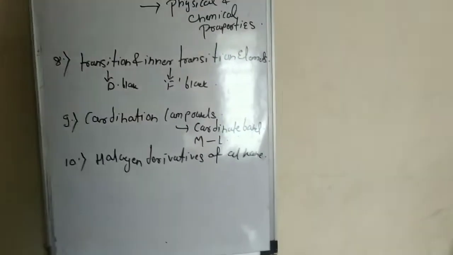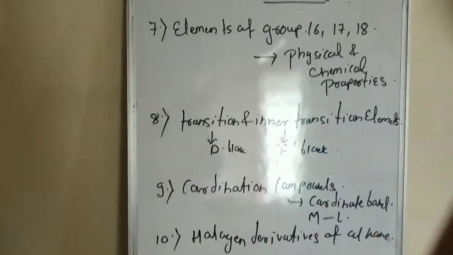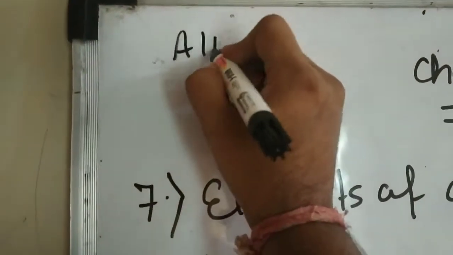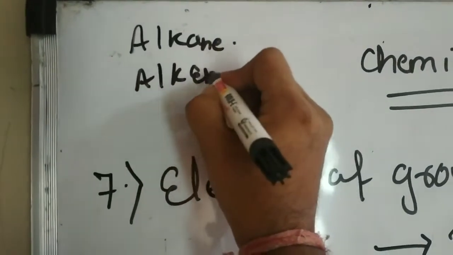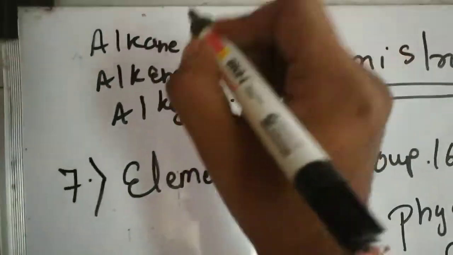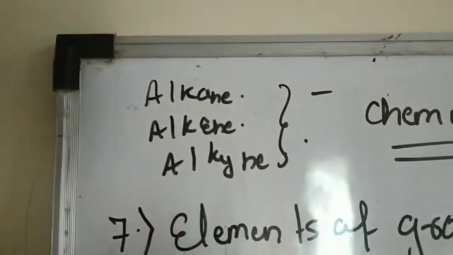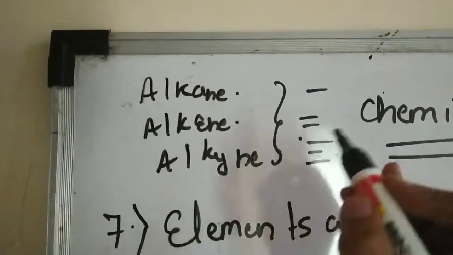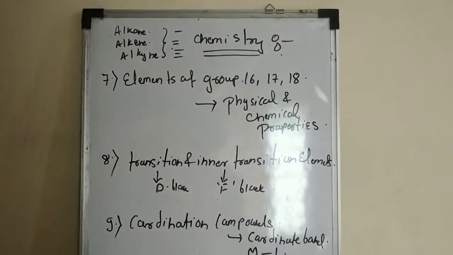So what is an alkane? Alkane is nothing but one kind of hydrocarbon, right? So what are the hydrocarbons? You all know what a hydrocarbon is. Alkane, alkene and alkyne are called the hydrocarbons. Alkanes contain a single bond, alkenes contain a double bond, alkynes contain a triple bond, right? So this is what we are going to learn in this particular chapter.